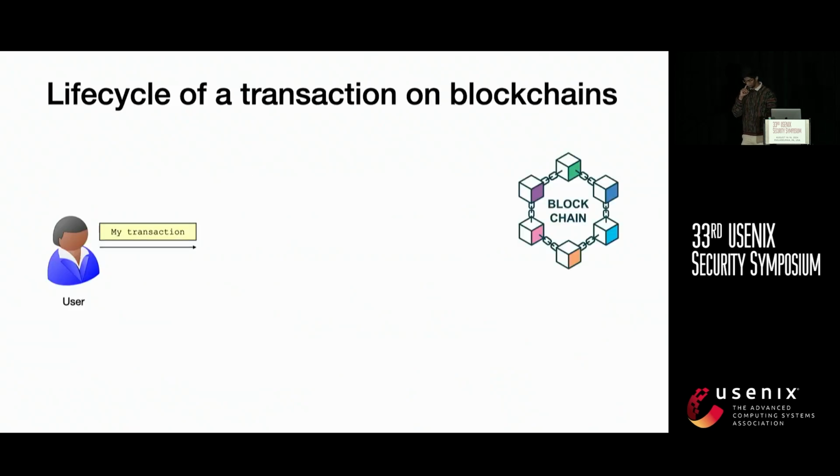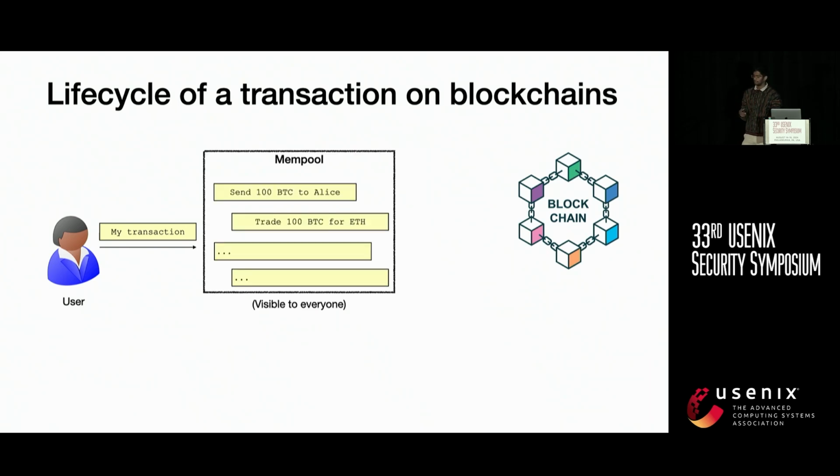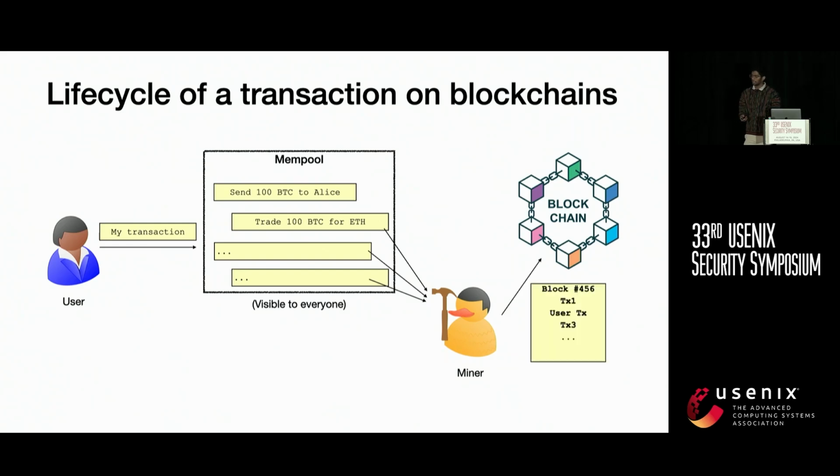Okay, so I want to start by talking about the life cycle of a transaction when you want to put it on a blockchain, right? So a user is going to create their transaction, sign it, and they're going to put it in this public mempool, which is visible to everyone. And miners are going to pick up whatever transactions they like and put them in a block and append it to the blockchain whenever it's their turn.